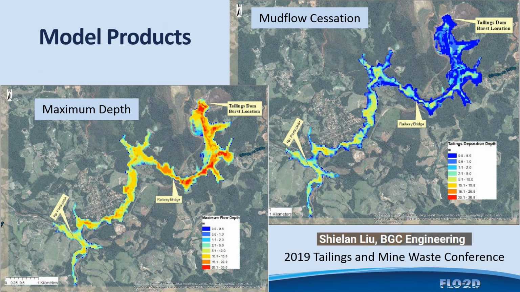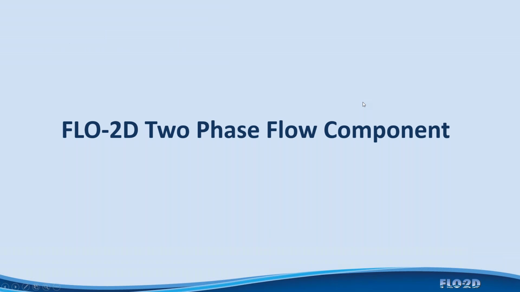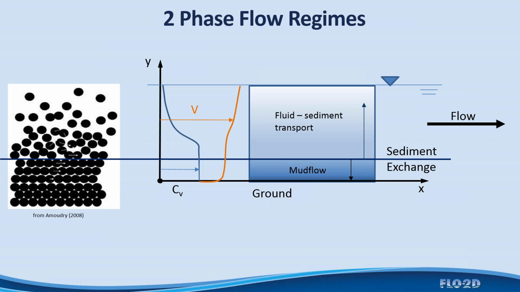And the model tracks the water and sediment volume on a cell basis, which would dilute the flow in some cases. So the typical products here would be a maximum depth, possibly from a dam's tailings breach. And if it ceased flowing after a period of time, you could look at the final depths and see what they were.